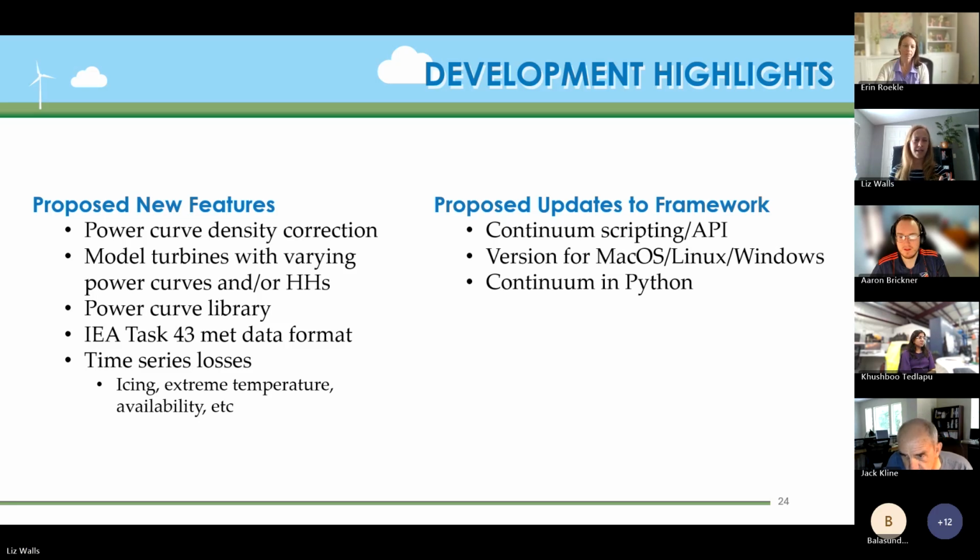And then we will get into the proposed updates to the framework, which isn't really about the features of the software. It's more about the programming language that we use and the framework that we build the software.